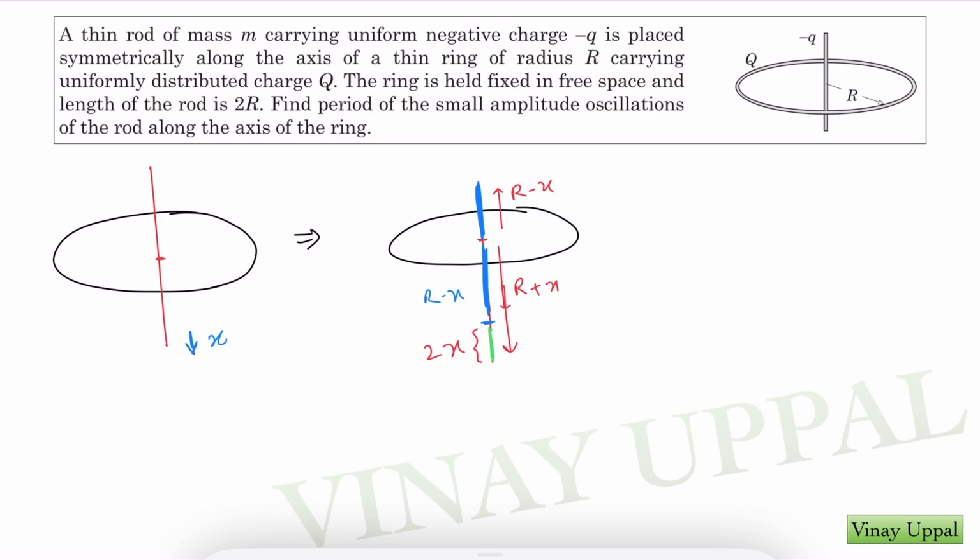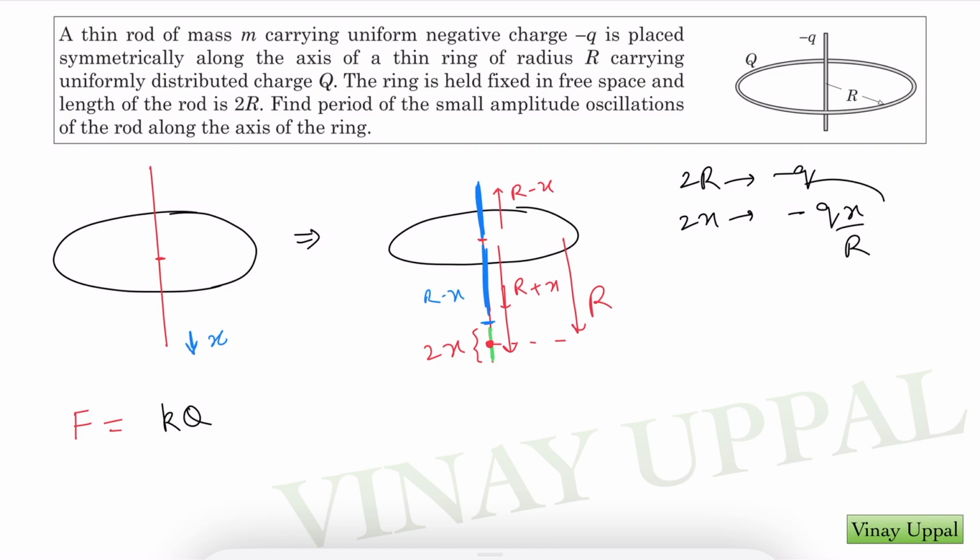In order to calculate the force on this green section, see, we are displacing it by a very small amount. So we can treat this green section as a very small length, almost like a point charge. So if I look at the distance from the axis to the center of the green section, that is nothing but simply r. And therefore the force on the green section, which will also be the net force on the rod, is going to be KQ into the charge of the green section. How much charge will be on the green section? The entire rod has a length of 2r. So entire length of 2r has −q charge. So 2x will have how much charge? Just basic unitary method.